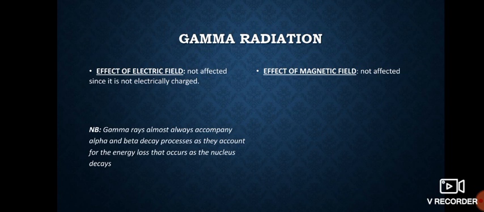Effect of electric field. For an electric field to act on a particle, the particle must be charged. Gamma radiation has no charge. So gamma radiation is not affected by electric field. The same thing, it is also not affected by a magnetic field.